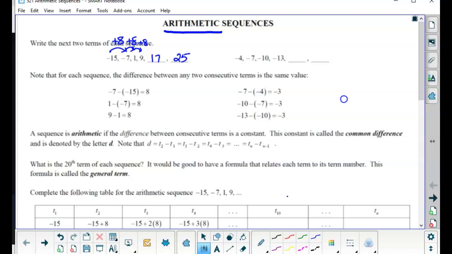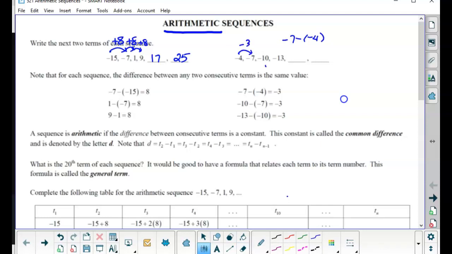negative 7 minus negative 4 is like adding 4. So that would be adding 3. So, right, so negative 7 minus negative 4 gets you negative 3, I put down positive 3. So subtracting 3, because these are getting smaller, right?